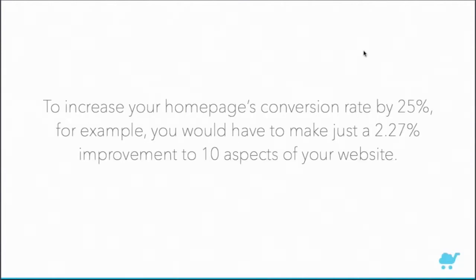So for those who now think that improving your conversion rate is really hard, I have some good news. Because for instance, if you want to increase your homepage's conversion rate by 25%, which sounds like a lot, you would have to make just a really small improvement to just a couple of aspects of your site. So in this example here, if you change 10 aspects of your website, the improvement you have to make to each is only 2.27%. So it shouldn't be as hard as you may think.